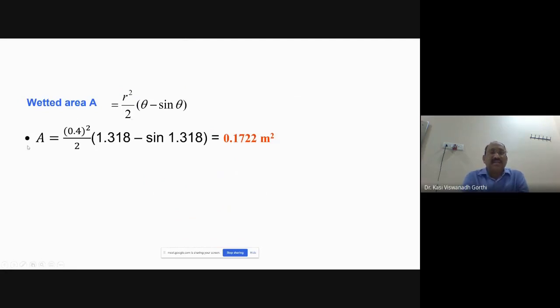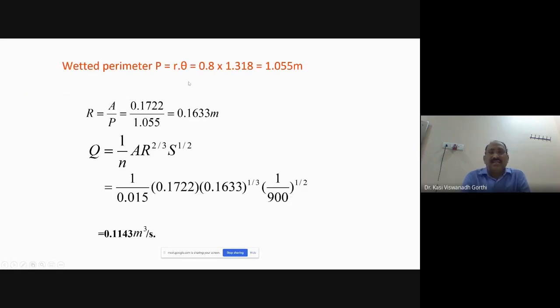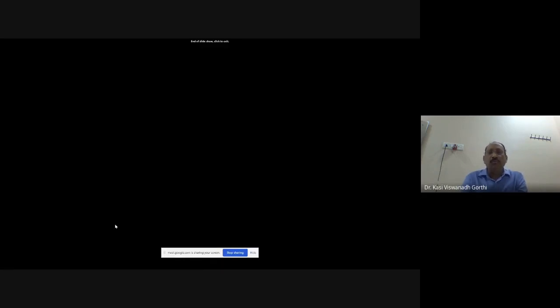Substitute the values. Wetted area A would be equal to R square by 2 into theta minus sin theta. R is 0.4, so 0.4 square by 2 into theta minus sin theta gives 1.17 meters square. And wetted perimeter is R into theta. Please note that the theta value is substituted in radians in both the cases. That gives 1.055 meters. Then hydraulic radius is A by P. The discharge Q is equal to 1 by n, A, R power 2/3, S power half. So substituting those values, you are getting the discharge Q as 0.1143 meter cube per second.